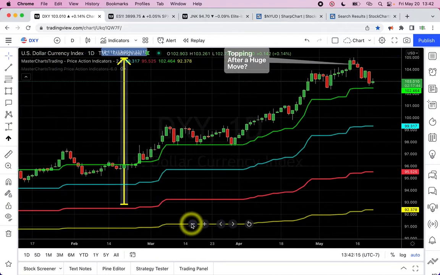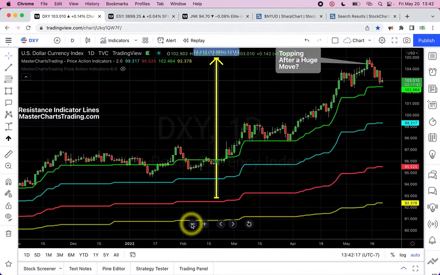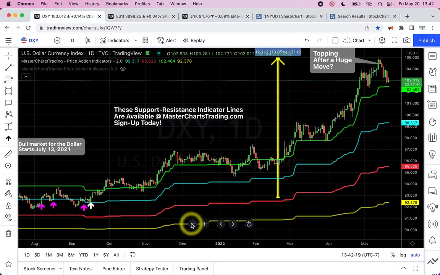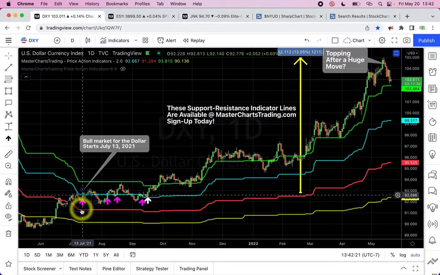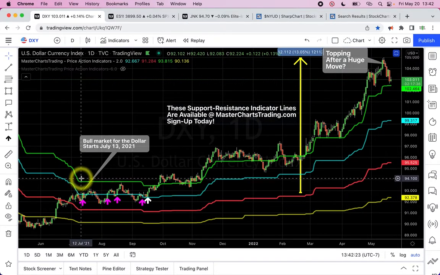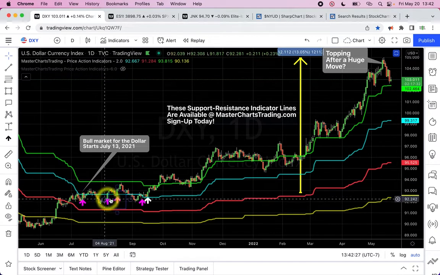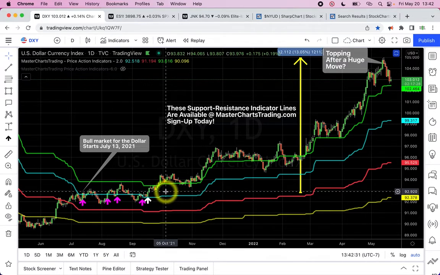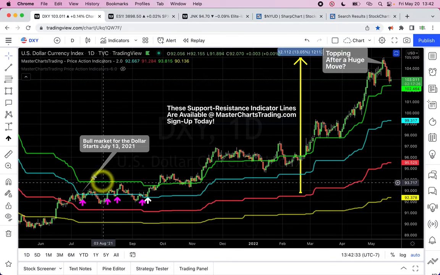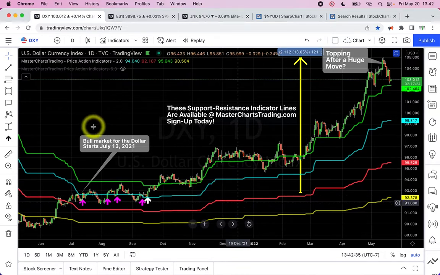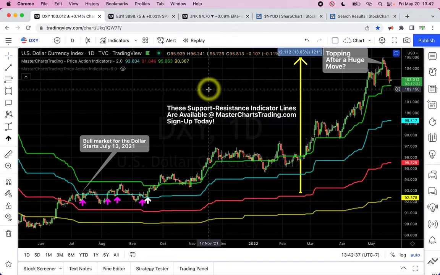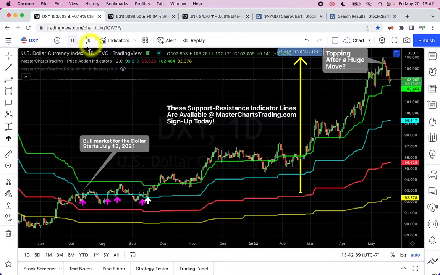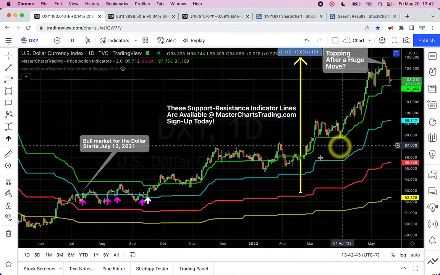Switching gears, let's look at the dollar currency index. This is DXY. So the bull market in the dollar index started right there on July 13th, 2021. You had several opportunities to buy this security. You could also sell short euro versus US dollar, that's if you have a Forex account. But if you are not in the United States, then you can actually trade this particular security, DXY.